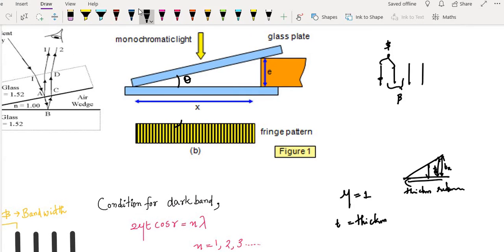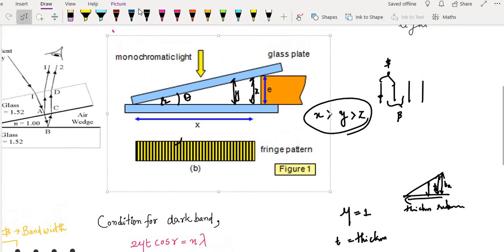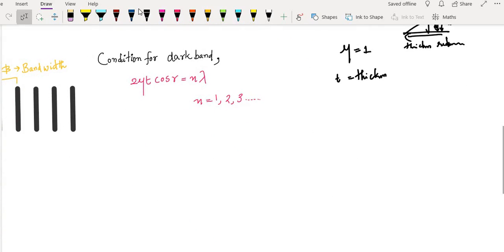And you can see as we are moving away from this object, here it is having another thickness, let it be x. Here it is having another thickness y, and here another thickness z. And you can always see that x is greater than y and y is always greater than z. That is, when we are moving away from this particular glass plate or obstruction, the thickness is gradually reducing.